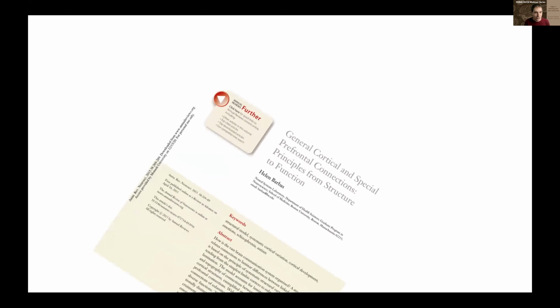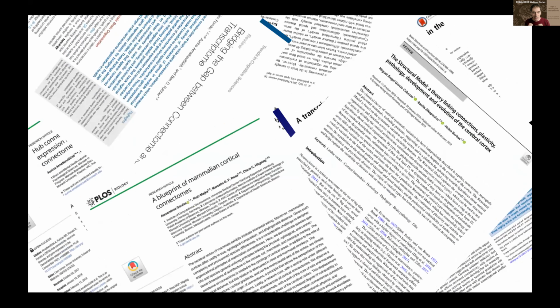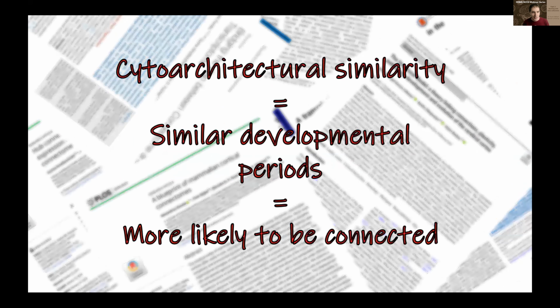The second thing we thought of for a biological constraint was, in the literature, there's been a lot of work showing that the cytoarchitectural similarity of two regions is associated with an increased connection probability. This relates to the idea that if two regions are developing at a similar period, they're more likely to have similar cytoarchitecture and are also more likely to form connections with each other during this period. So we can use similarity as another potential constraint in our model.